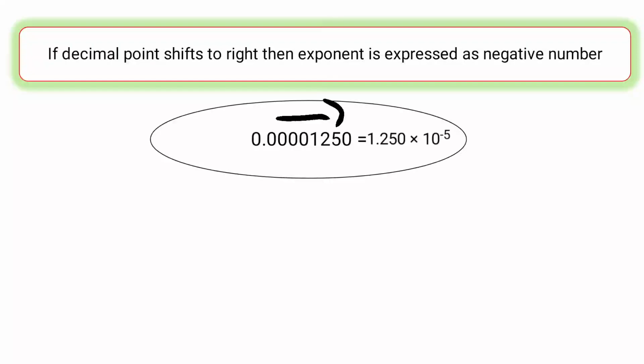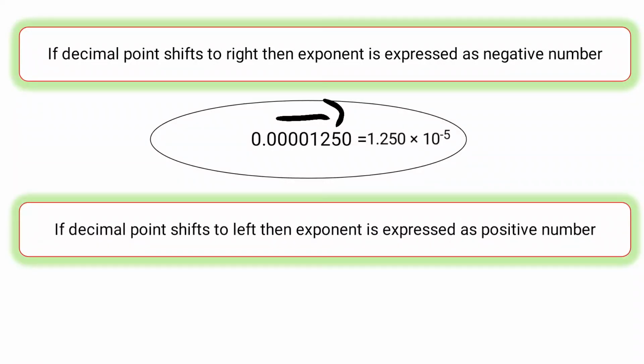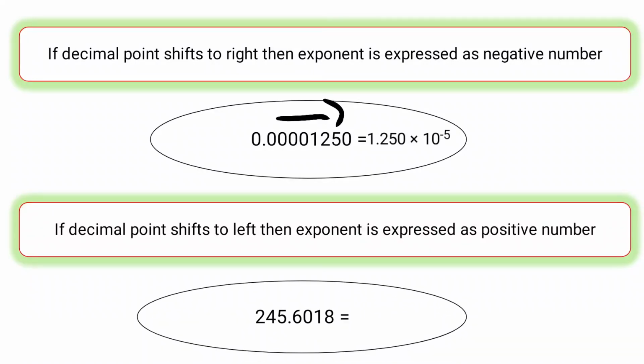Now here, why is the exponent negative? It is because we have shifted the decimal point towards the right. And why is the exponent 5? It is because the decimal point is shifted only 5 places towards the right. This is rule 1. Now let us go to rule 2. According to rule 2, if the decimal point shifts towards the left, then the exponent is expressed as positive. Let us take an example.